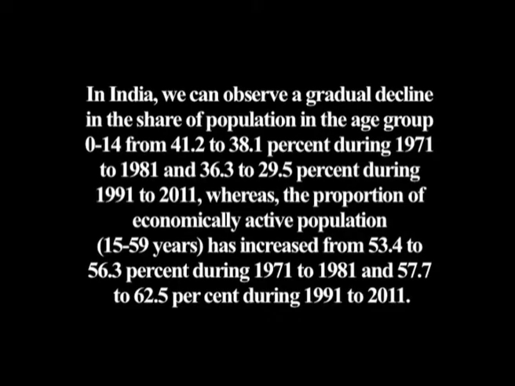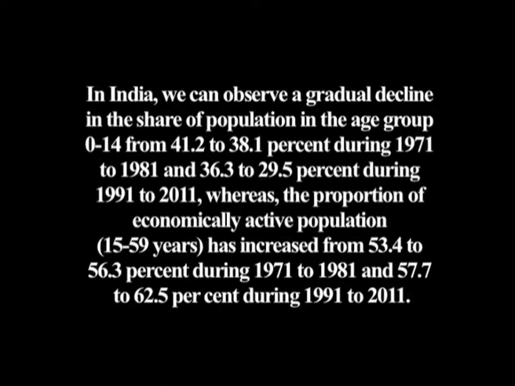In India, we can observe a gradual decline in the share of population in the age group 0 to 14 from 41.2% to 38.1% during 1971 to 1981 and 36.3% to 29.5% during 1991 to 2011.